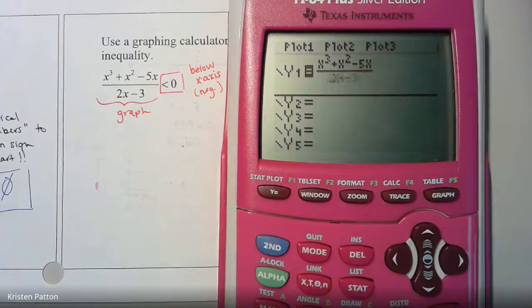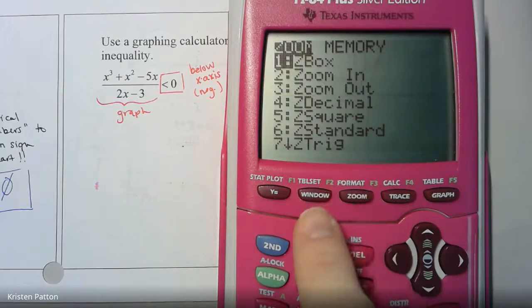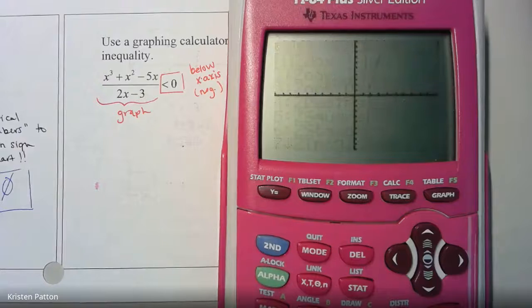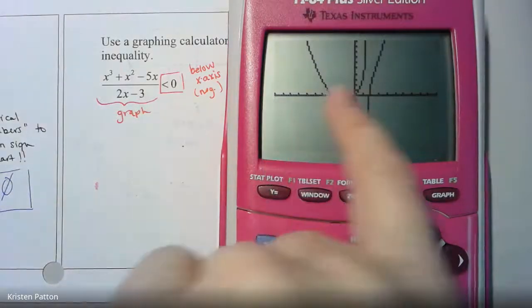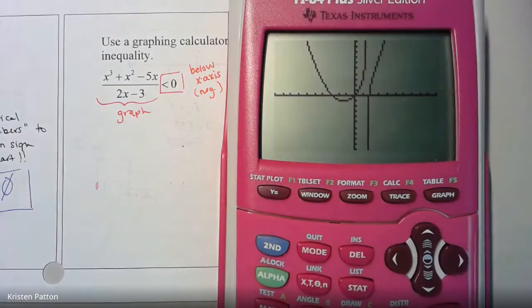Okay, let's go hit graph. Now, for some of you, depending on what you last used your calculator for, you may want to change your window. I would probably always hit zoom and then go down to number 6, which is standard to start. So when I graph, I typically type in my function, then I hit zoom 6, because that's going to set me up to go from -10 to 10 and -10 to 10. And then from there, you can change whatever you want, okay?